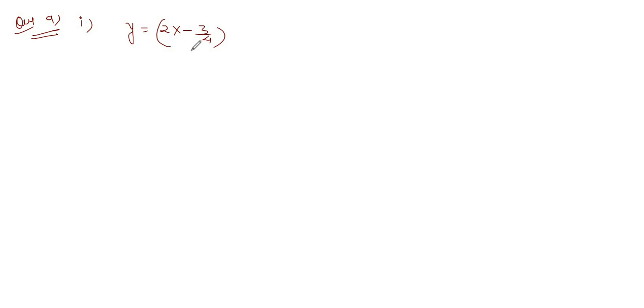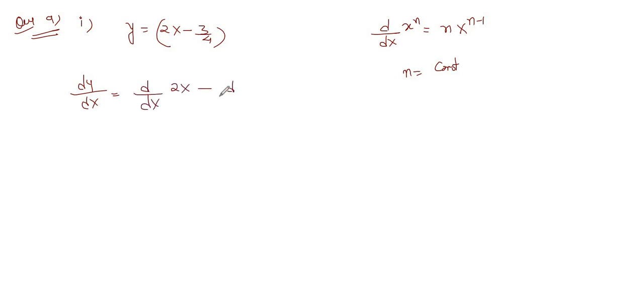Question number 9, first part. For these questions we will apply this formula, the derivative of x raised to power n, where n may be any constant. It may be 1, 2, 3 or whatever. So what will be dy/dx? dy/dx will be d/dx of 2x minus d/dx of 3/4, correct? Whenever there is a constant with some variable, the constant will come out.